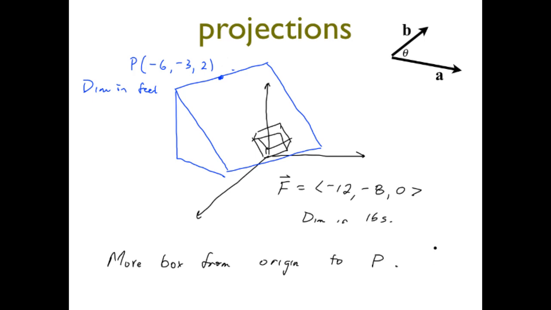Is the scenario setup clear? All right, find the work to push with that. If I'm pushing the box with that force from the origin up to that point, how much work is done?